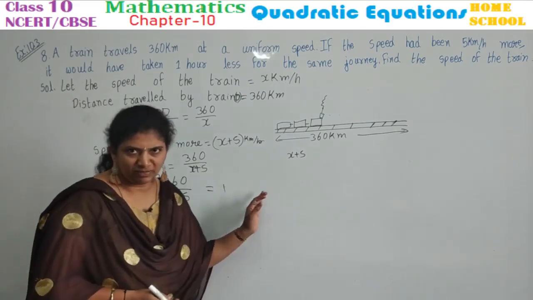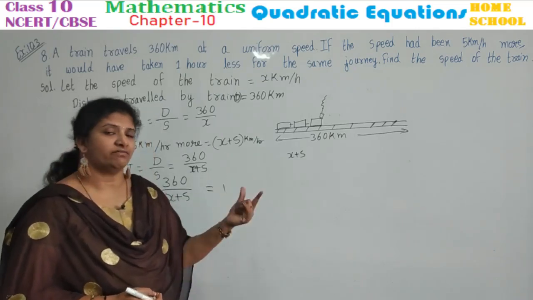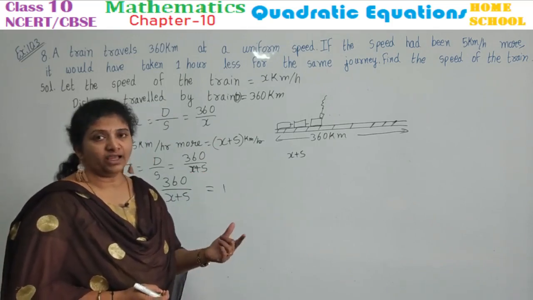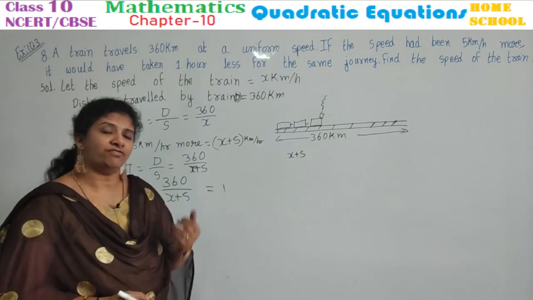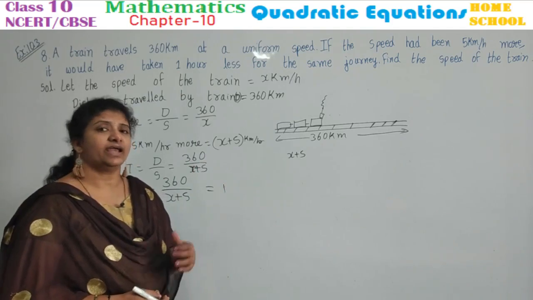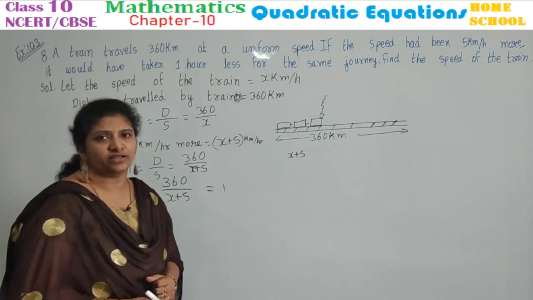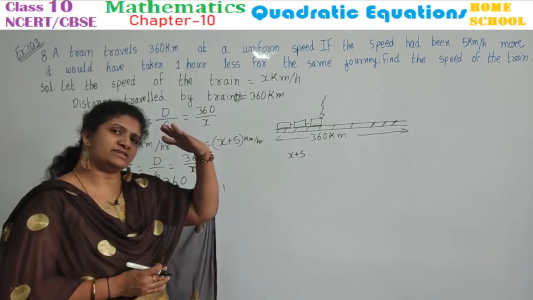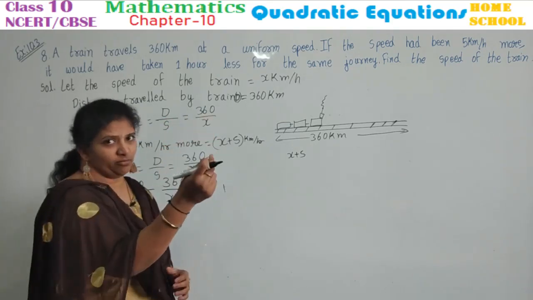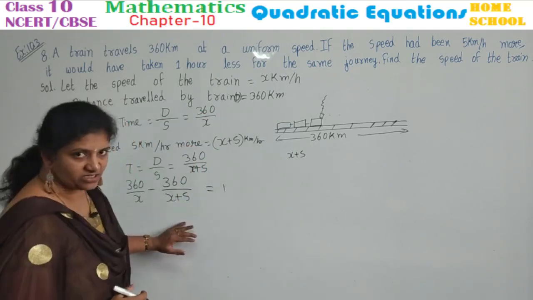Now once again let me repeat the problem. Distance is 360 kilometers, the train traveling with a uniform speed. Let the speed be x kilometers per hour. If the speed is increased by 5 kilometers, meaning x plus 5 kilometers, then it takes 1 hour less time for the same journey. When speed increases, time decreases. Yes or no? Speed increased by 5 kilometers, then time decreased by 1 hour. We have to frame this, children.